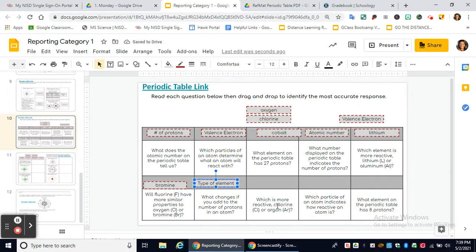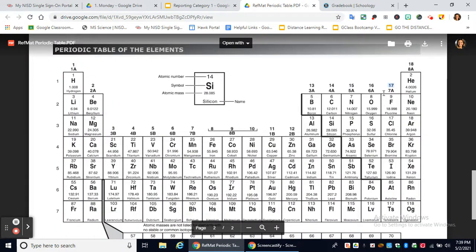Which is more reactive, chlorine or argon? So let's have a look. Here's chlorine. Chlorine is highly reactive because it's in group 17. They have 7 valence electrons. They only need 1 more valence electron to be full. So remember, group 17 and group 1 are going to be your most reactive elements.